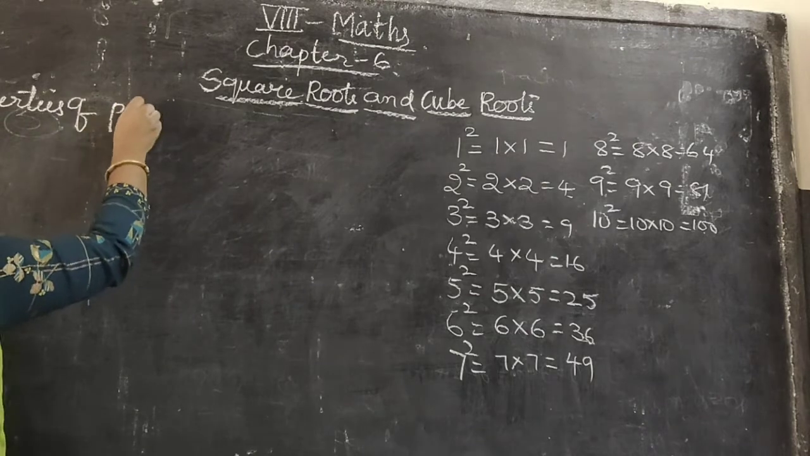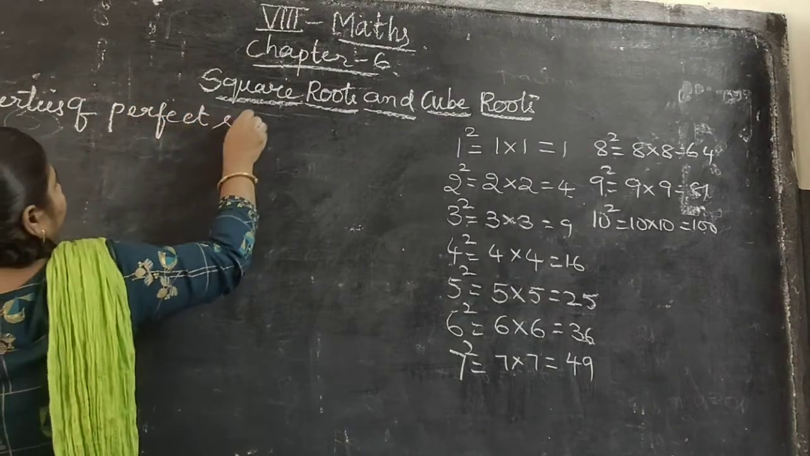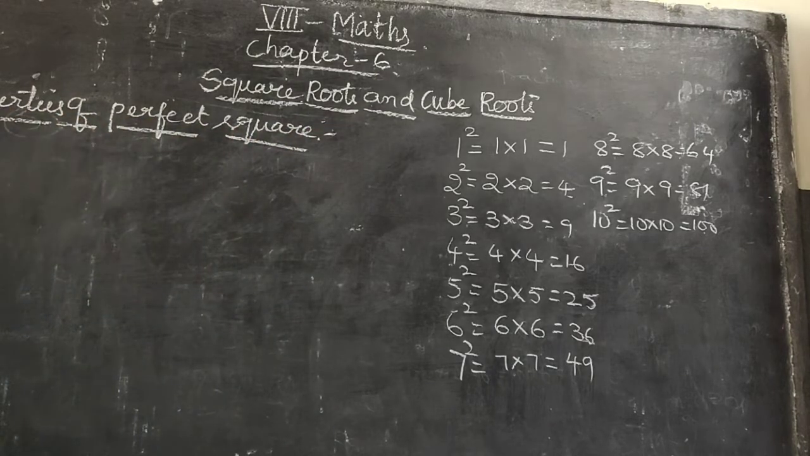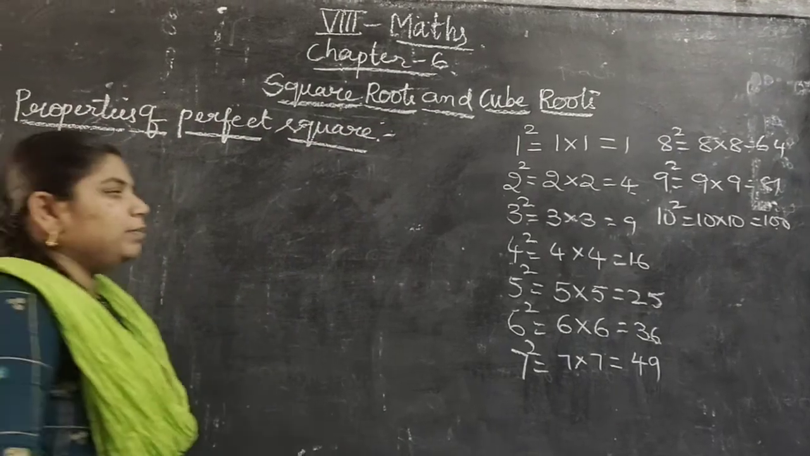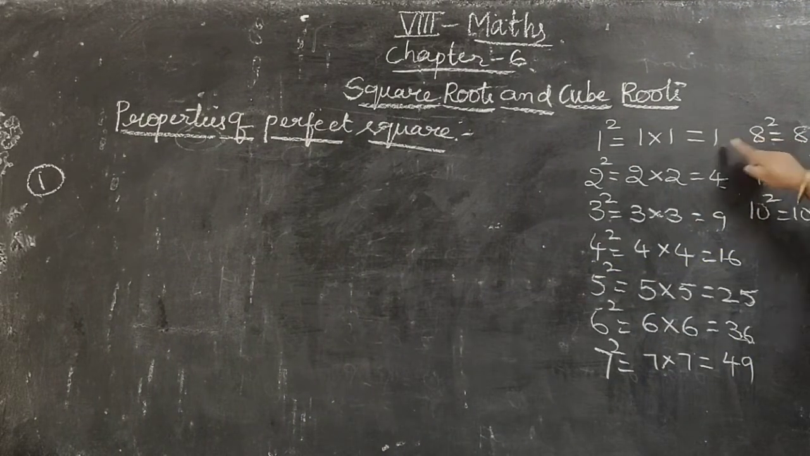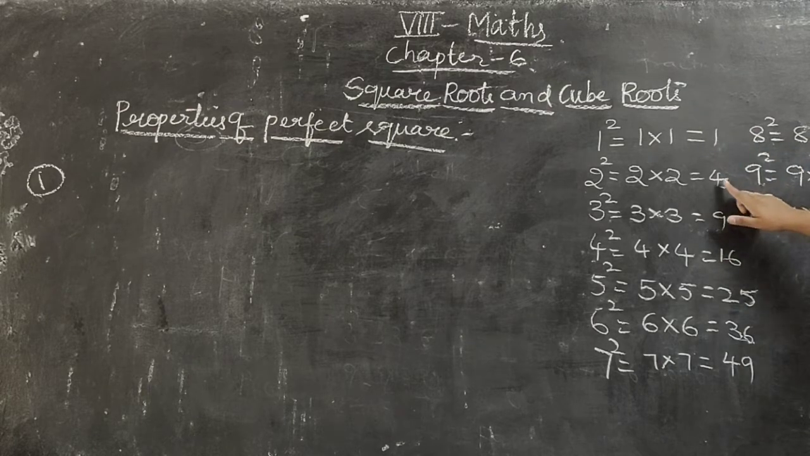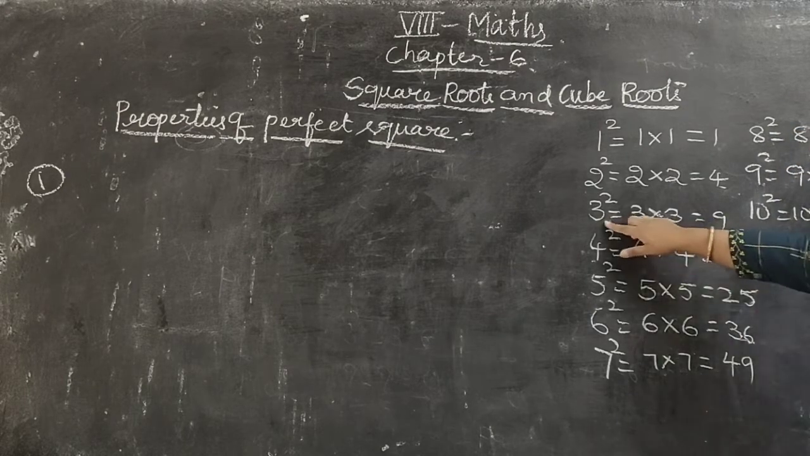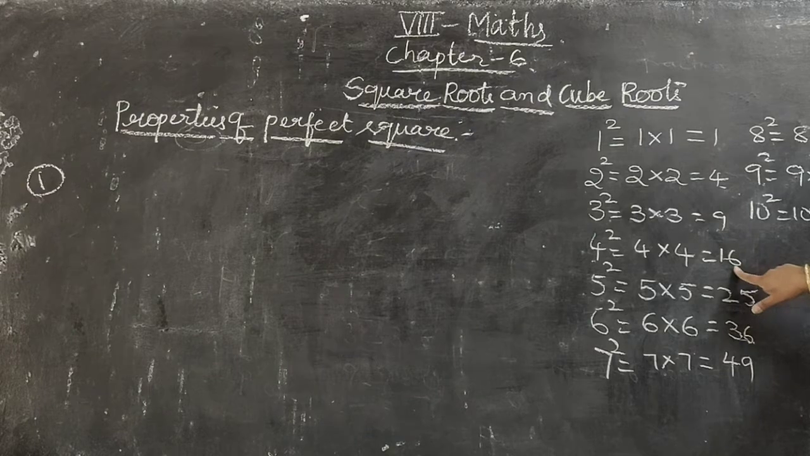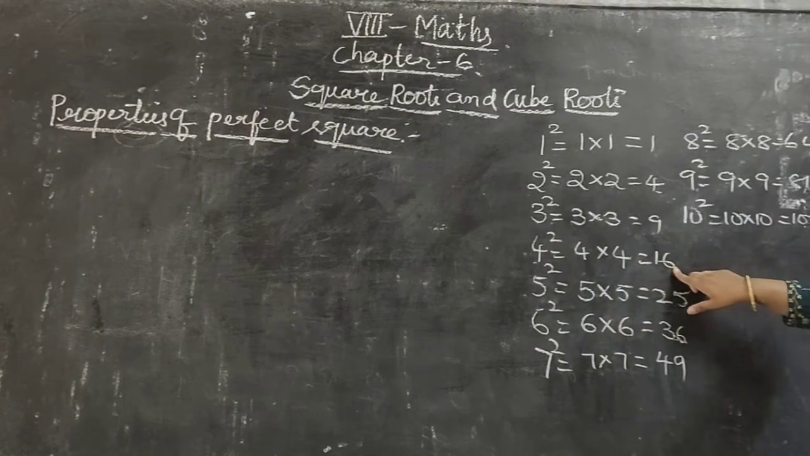Properties of perfect squares. So what is the first property? In these numbers, the units place digits are repeated. Which values are repeated? 1 is repeated here and here, and 4. In 2 square also the units place is 4, and 8 square also the units place is 4. In the same way 9: 3 square is 9, and 7 square also has units place 9. Here 16 has units place 6, 4 square is 16.